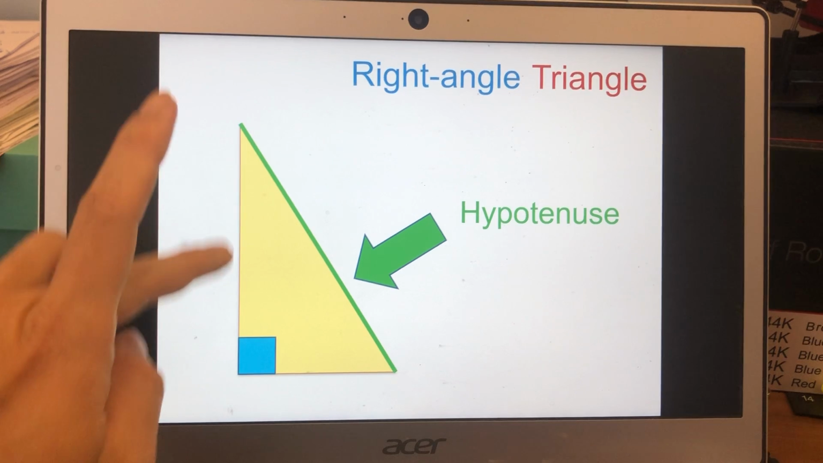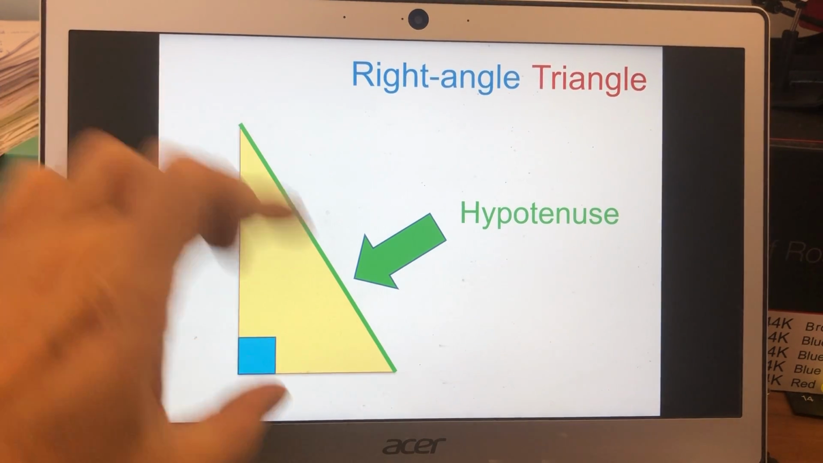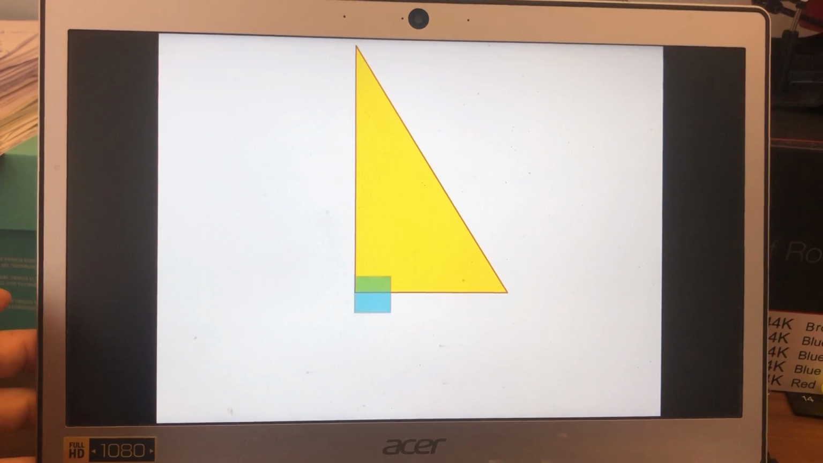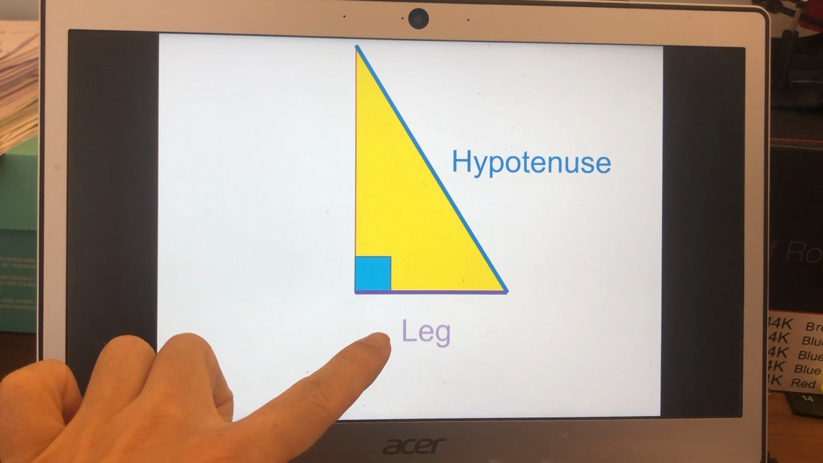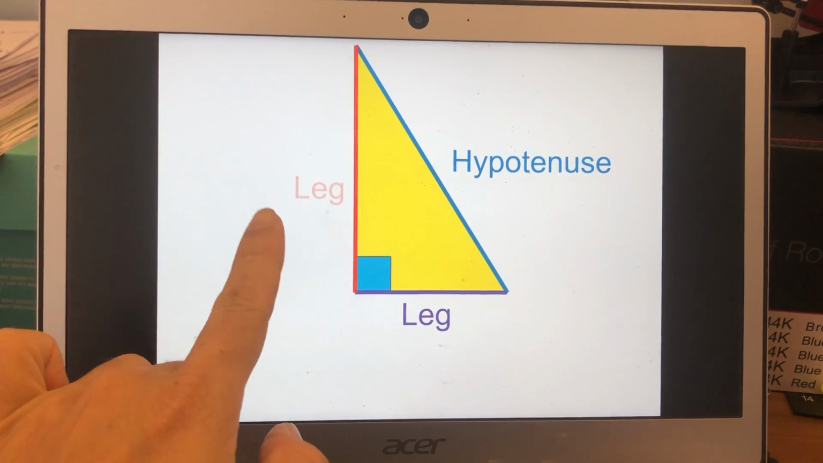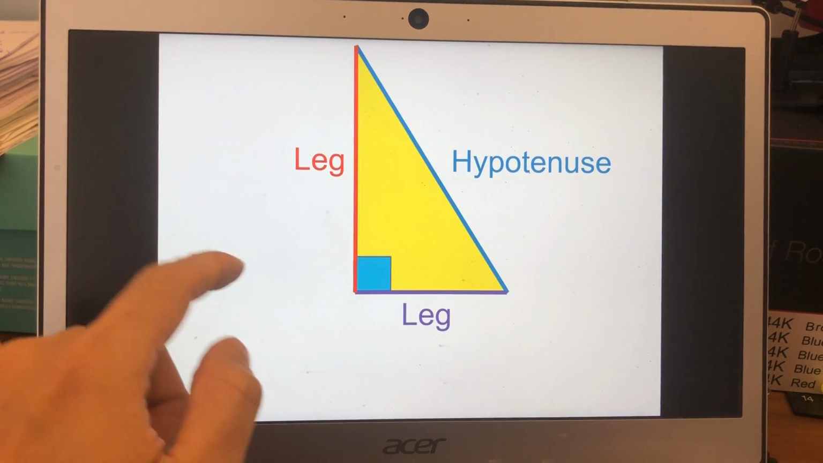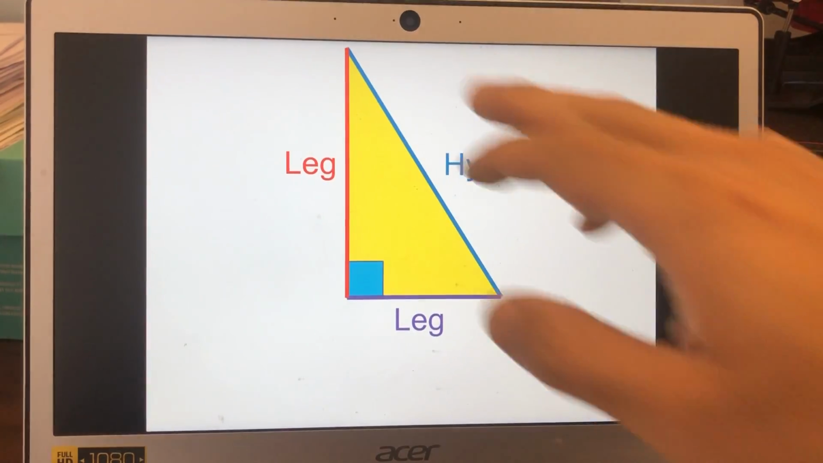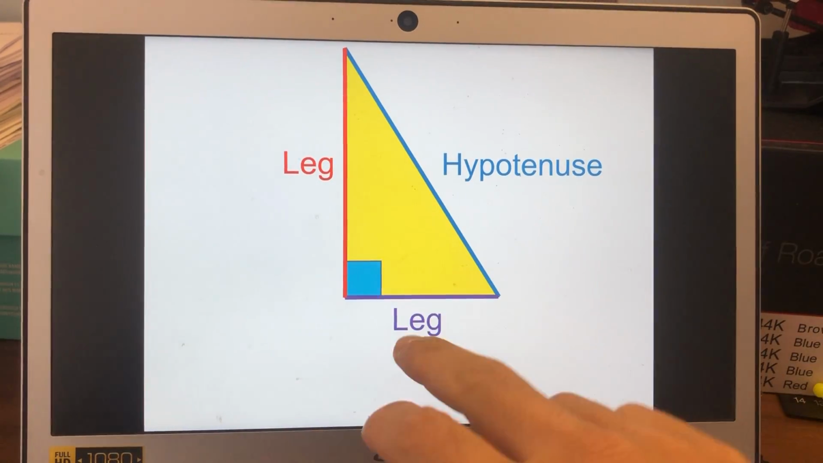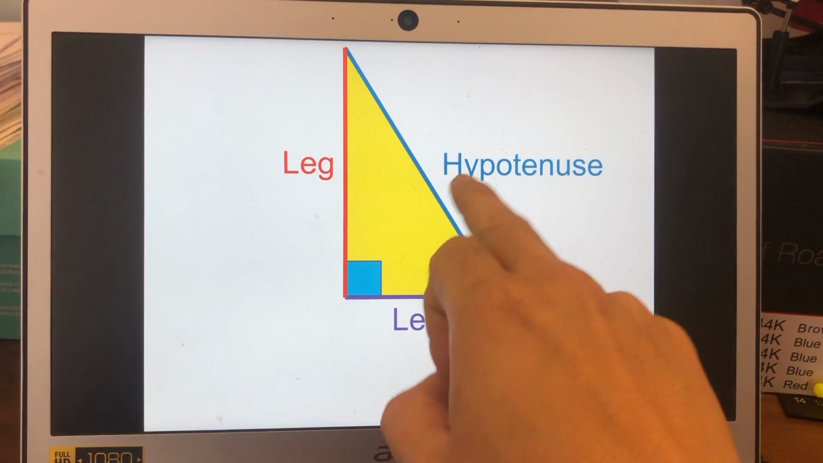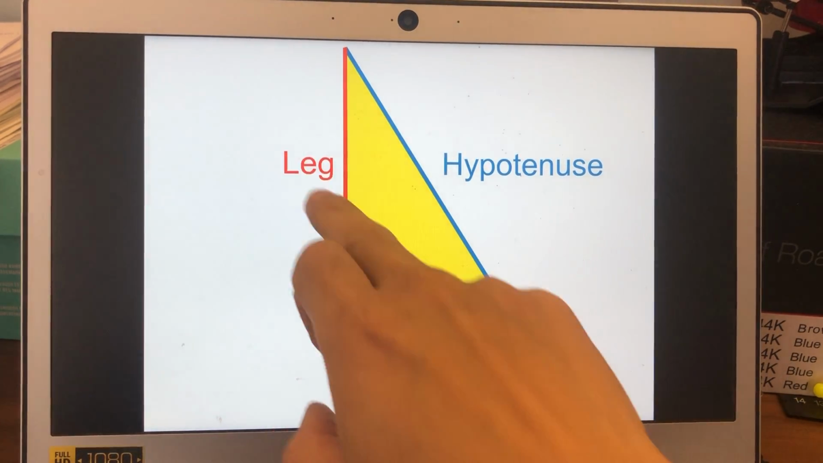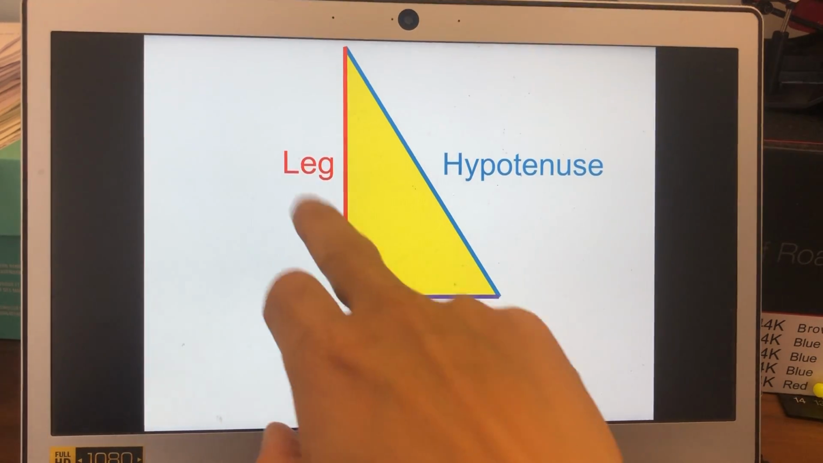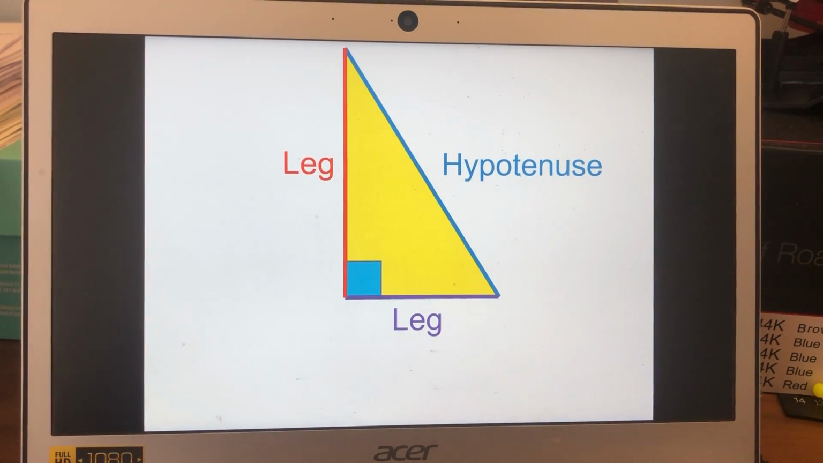Then what about these two? How do we name these two? We simply call them, this one is the hypotenuse, and this one we call it leg. The other one also just a leg. Okay? So whenever you are given a right angle triangle, first of all, you have to pay attention which one is the hypotenuse. And the other two, which is not the hypotenuse, we just call them the leg.